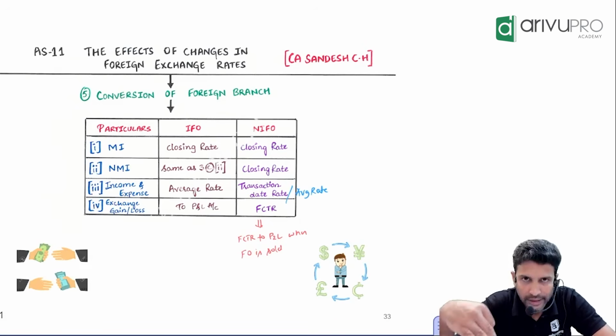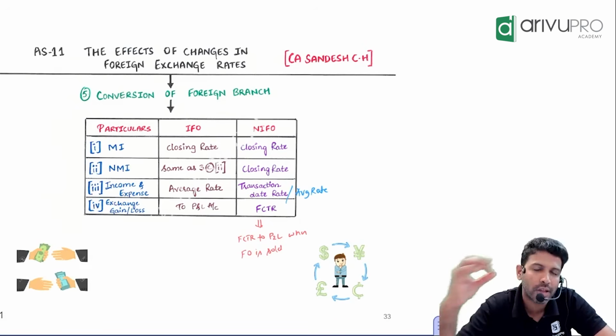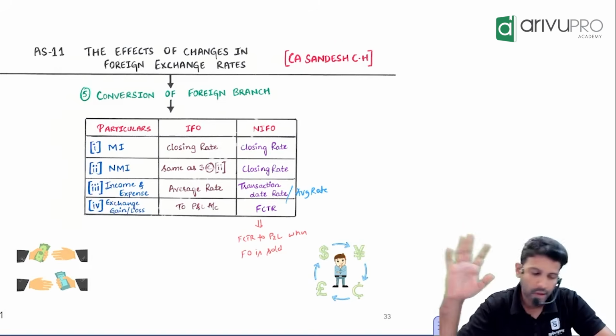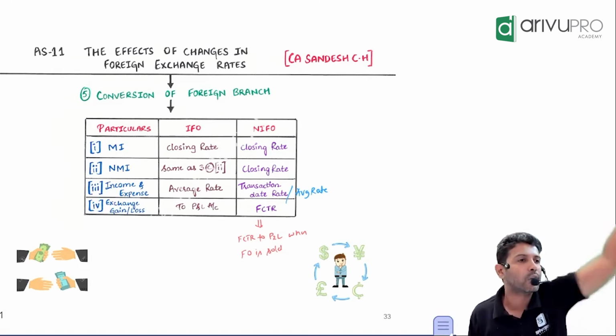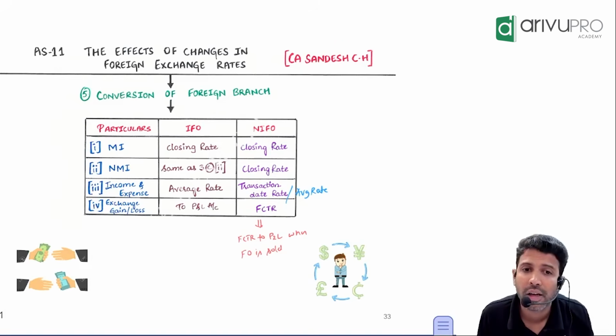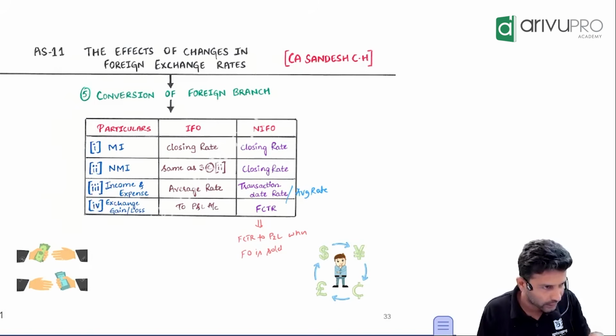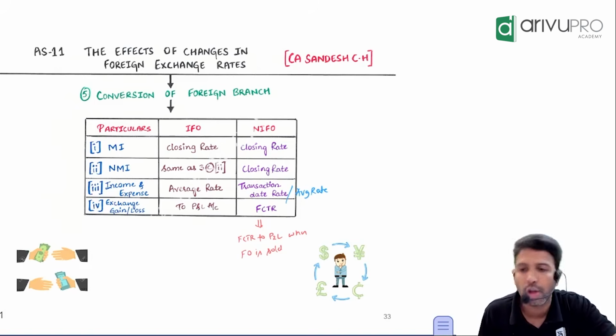IFO means integral foreign operation. NIFO means non-integral foreign operation. Now, let's say you have a branch in the US. Head office is in India. Branch is in the US.